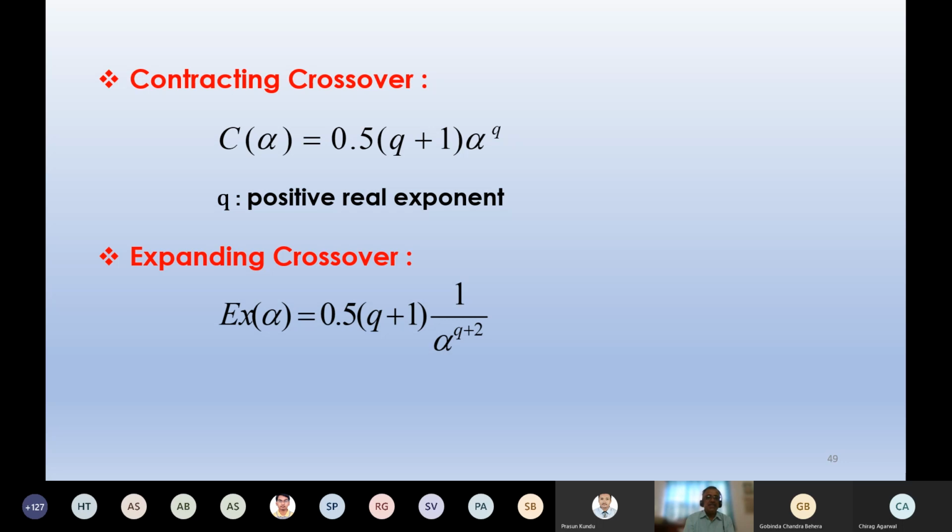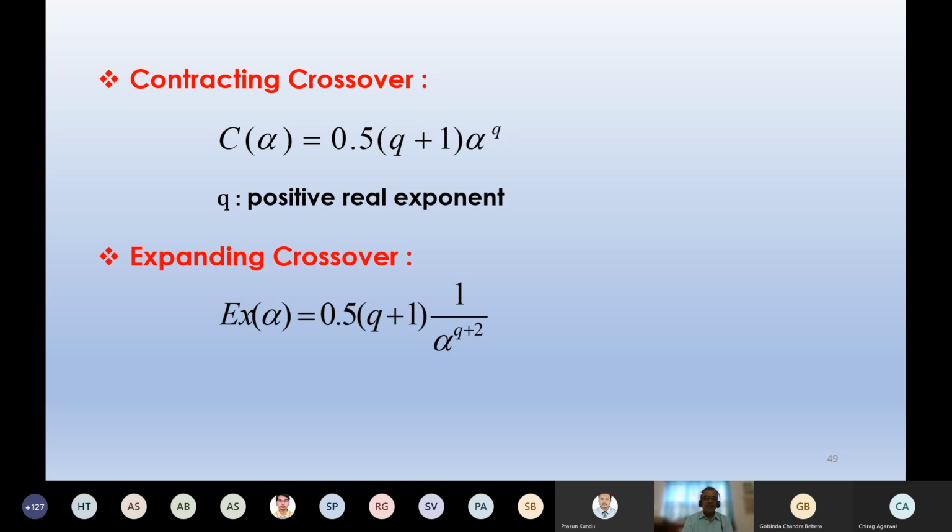Now, why did we consider this type of mathematical expression? That I'm going to tell you. But let me first concentrate on the expression for the expanding crossover. The expanding crossover that is denoted by Ex alpha, that is nothing but 0.5 multiplied by q plus 1 multiplied by 1 divided by alpha raised to the power q plus 2.